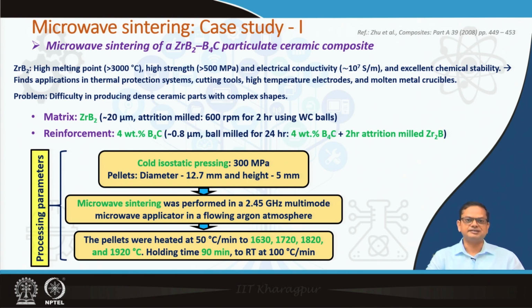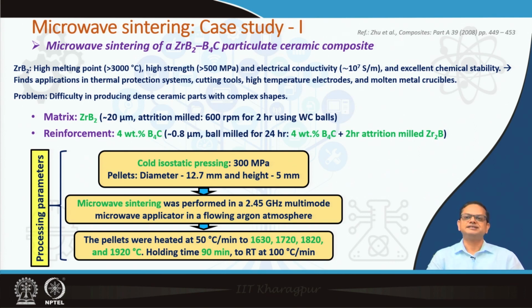For the matrix ZrB2, the particle size is initially in the range of 20 micrometer, and then it has been attrition milled for 2 hours to reduce the particle size. Similarly, the reinforcement B4C particles are around 0.8 micrometer, and they have been ball milled for 24 hours, again to reduce the particle size. As we reduce the particle size, it will be easier to sinter them. Then B4C and ZrB2 have been mixed in certain proportions, again in an attrition mill.